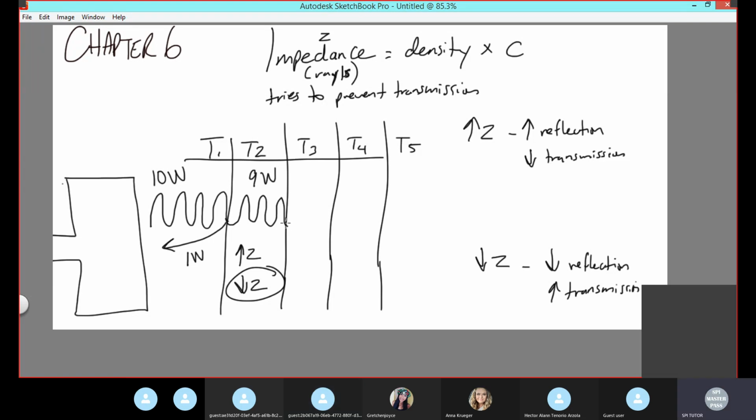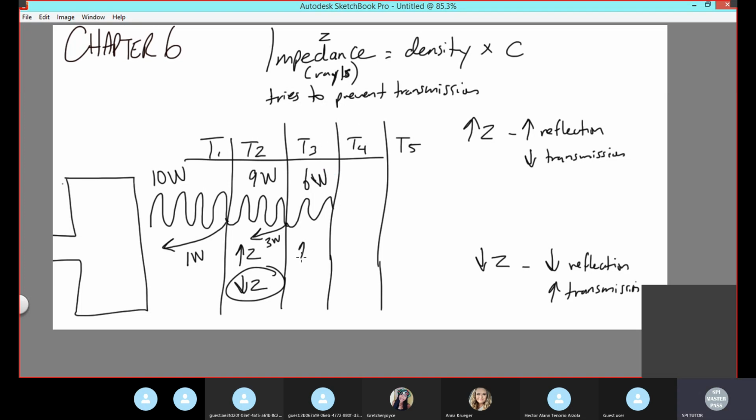All right, my next one is from tissue 2 to tissue 3. And here I drop down to, let's say, 6 watts. So I just do the math. I started at 9. I have 6 left over. How much got reflected? 3. Because 6 plus 3 gives me 9, and 9 plus 1 gives me 10. Everything is accounted for.